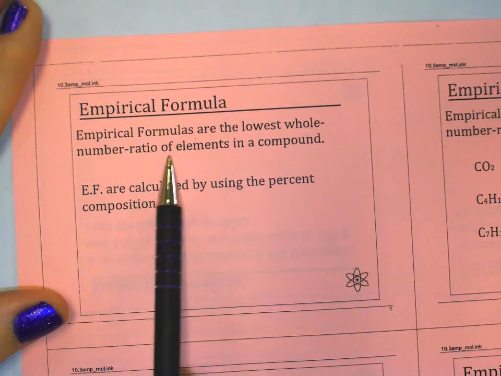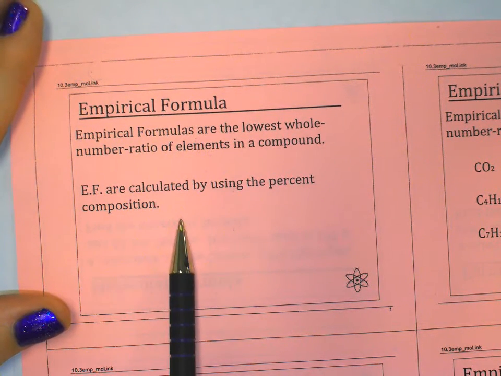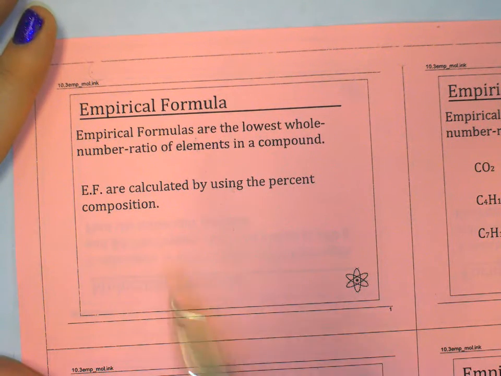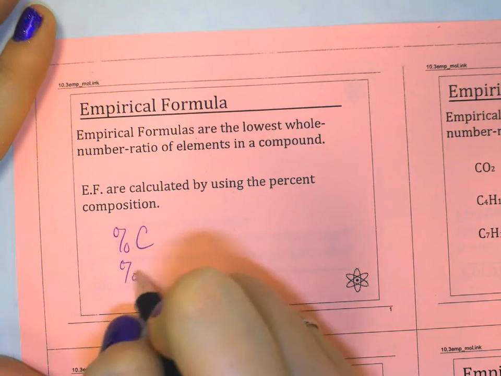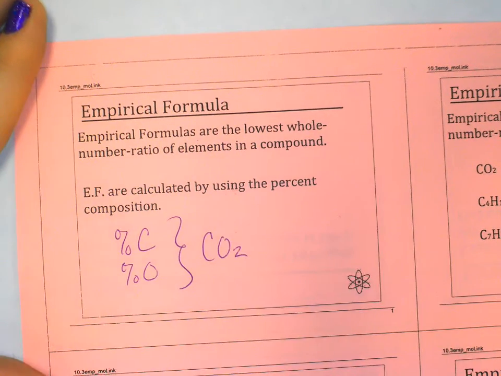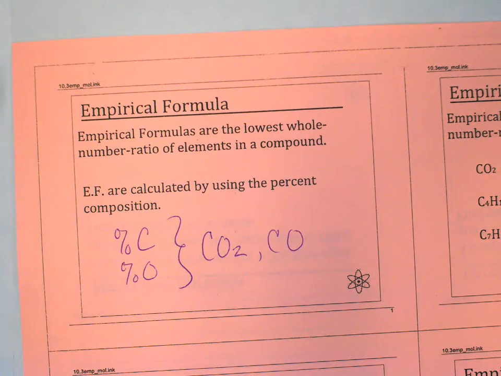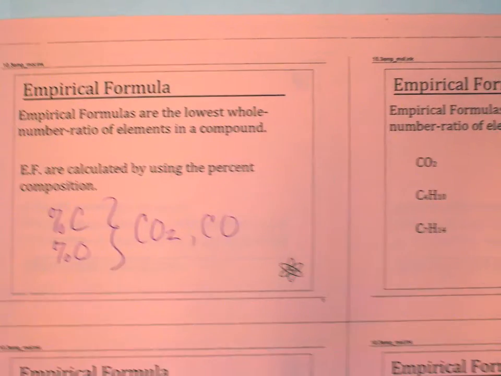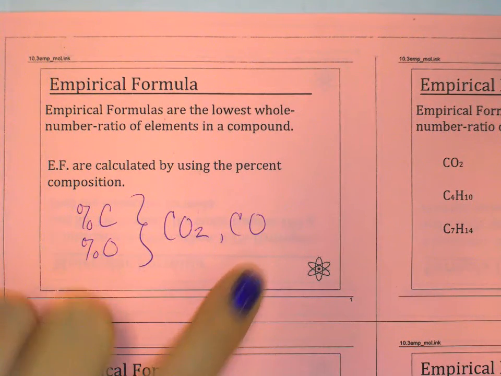So empirical formulas are the lowest whole number ratio of elements in a compound. Empirical formulas are calculated by using the percent composition. So you are going to be given percentages of elements, and you have to figure out what formula that is. Is it carbon dioxide? Is it carbon monoxide? What is it? All right, so I'm going to walk you through. There's really just 3 steps that you have to do in order to be able to figure out what those numbers are that go down there with that formula.